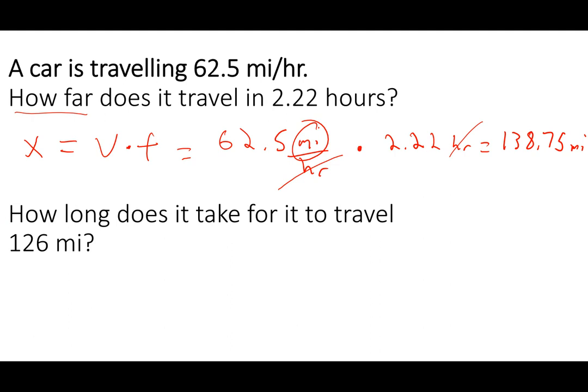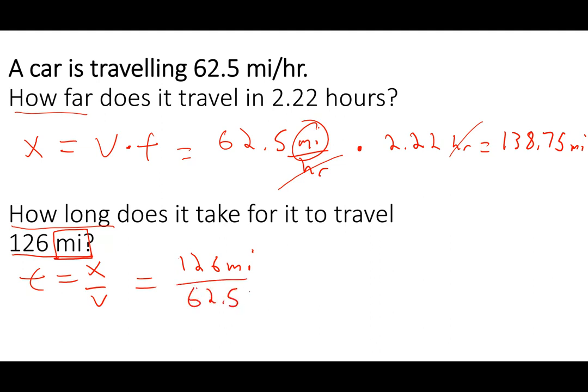Using the same information, we're now asked how long does it take for it to travel 126 miles? Well, when it says how long, I know that's time. And my equation for time is going to be x divided by v. And so if I plug in x, I have 126 miles. That's my distance right here. I know that because it has the units of miles, so that's a distance. I divide by my velocity, which is 62.5 miles per hour.